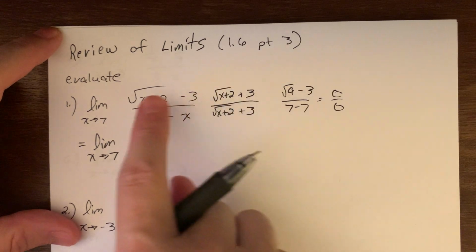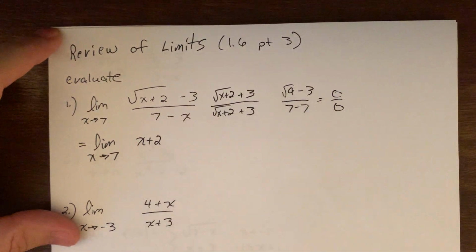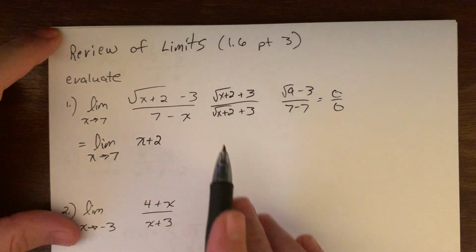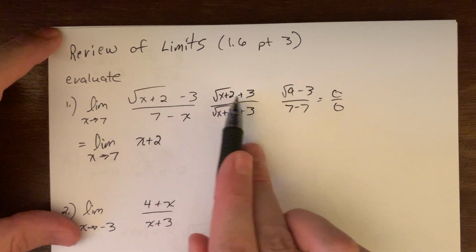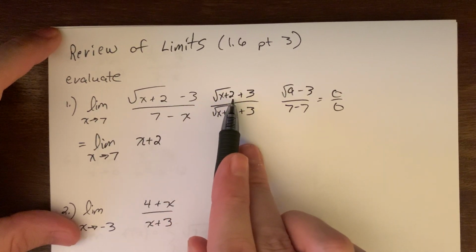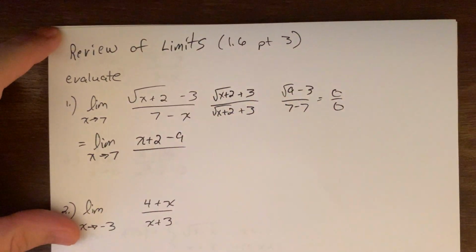And when I do that, radical x plus 2 times radical x plus 2 is x plus 2. The middle terms will cancel. You get a positive 3 radical x plus 2 and a negative 3 radical x plus 2, like terms that cancel, and then the last two multiply to be minus 9.